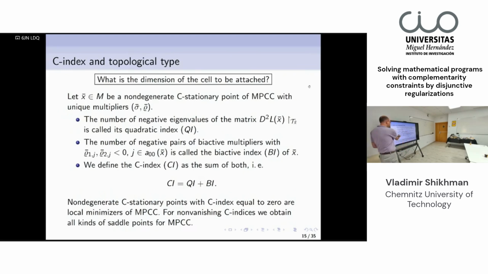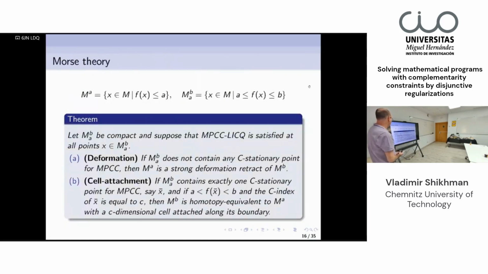So that's why the index of the cell you need to attach in order to describe the change of lower level set is the bijective index, bi, and two multipliers are negative, should be negative. That is what you count. And then you define the summation of them, quadratic index and bijective index, and you get the so-called C index. And with this notion, you can prove the two theorems, also an old result.